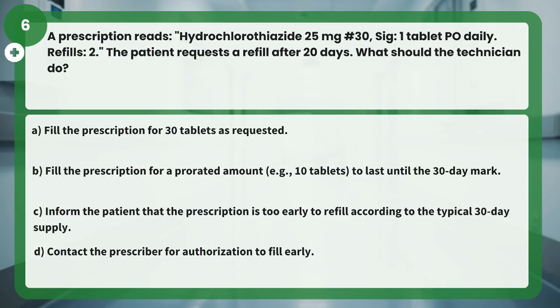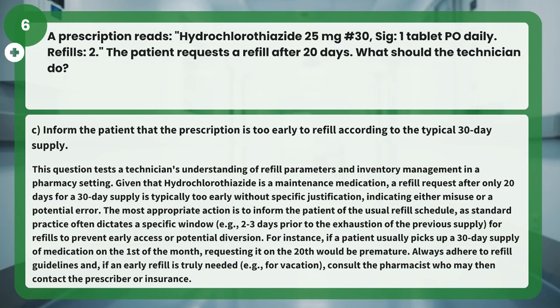Question 6. A prescription reads, hydrochlorothiazide 25 mg number 30, sig: 1 tablet PO daily. Refills: 2. The patient requests a refill after 20 days. What should the technician do? A. Fill the prescription for 30 tablets as requested. B. Fill the prescription for a prorated amount, e.g., 10 tablets, to last until the 30-day mark. C. Inform the patient that the prescription is too early to refill according to the typical 30-day supply. D. Contact the prescriber for authorization to fill early.